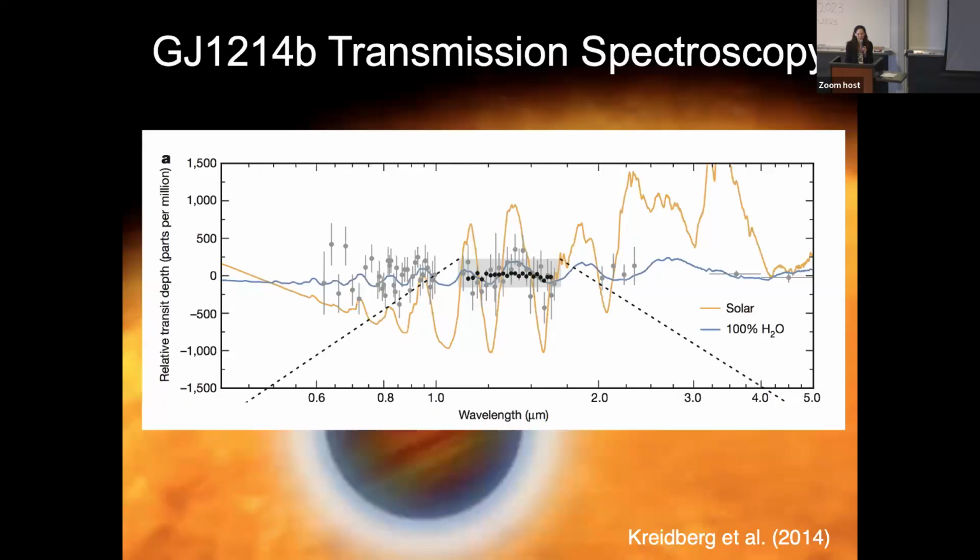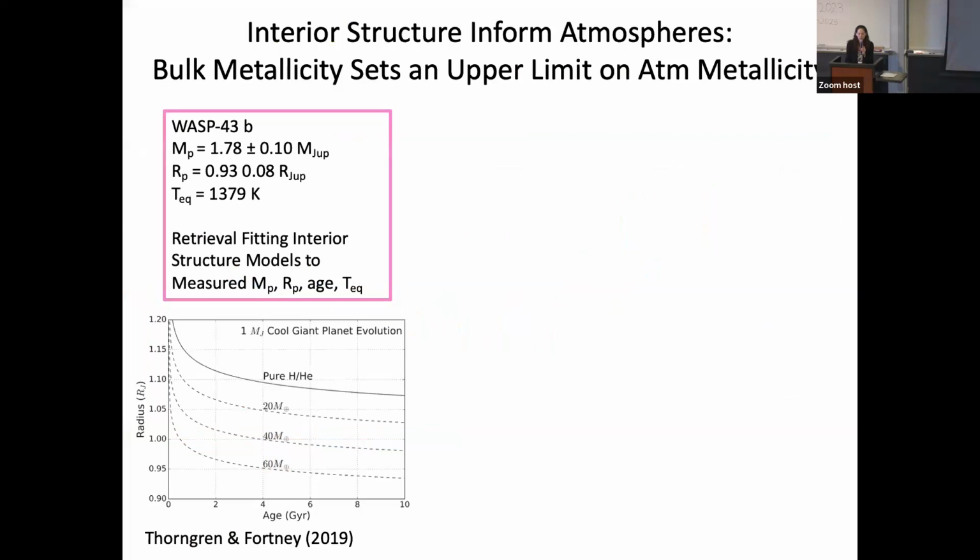And so I'm really excited to see what we'll find with further characterization with James Webb, enabling us to use atmosphere models essentially to set an outer boundary condition on the compositions of these planets. Now, the flow of information doesn't just go from atmospheres to bulk compositions, but can also go in the other direction. Here's an example of this from a paper by Thorngren and Fortney.